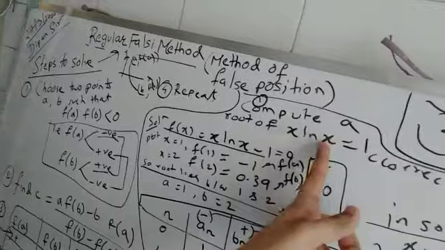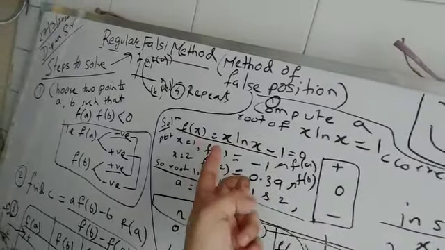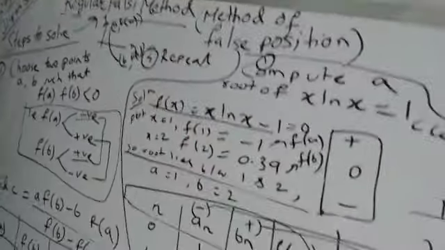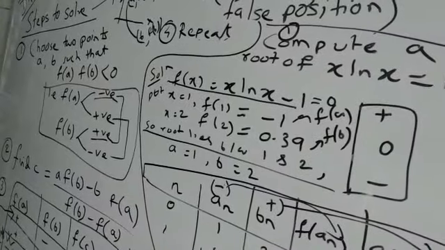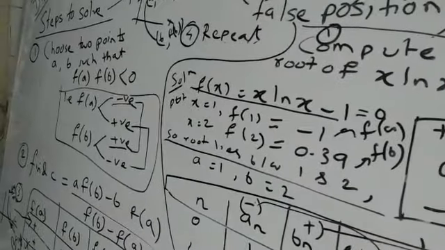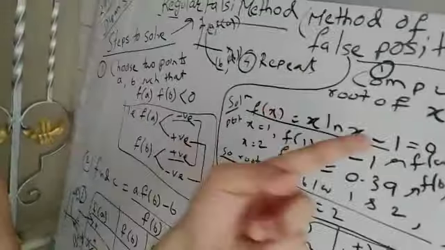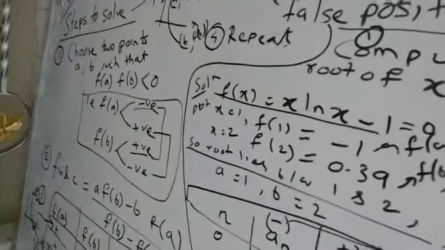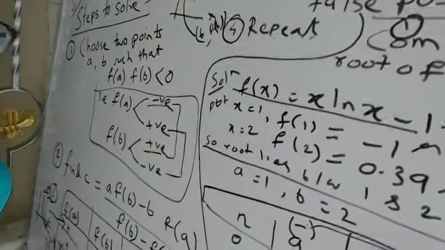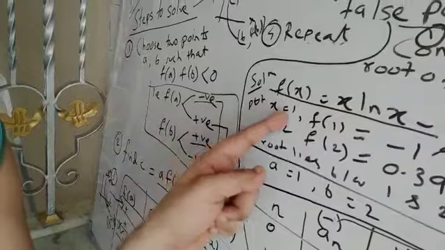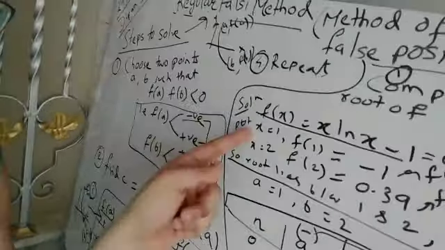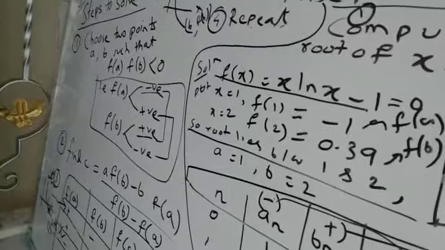f(x) is basically this one shifted to the left side, x ln x minus 1, and this should be 0. Now you need to find the root of this equation. First of all, you have used x is equal to 1. You can put x is equal to 0 also, or x is equal to 1.5 also, that is up to you.